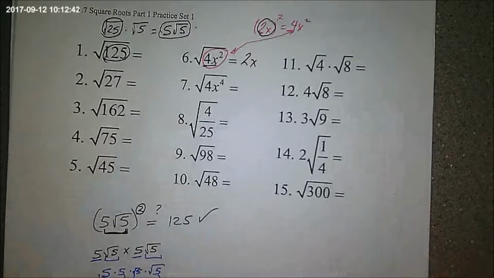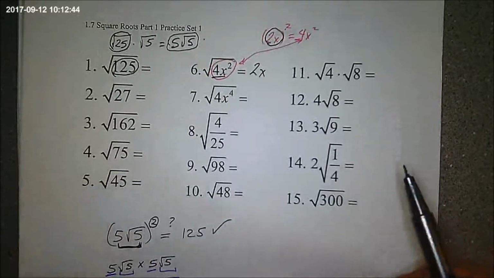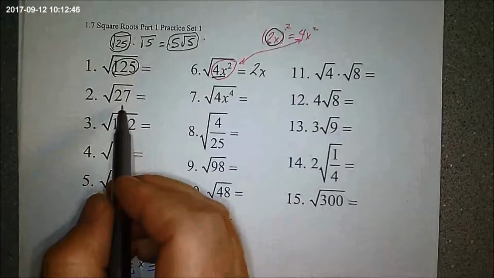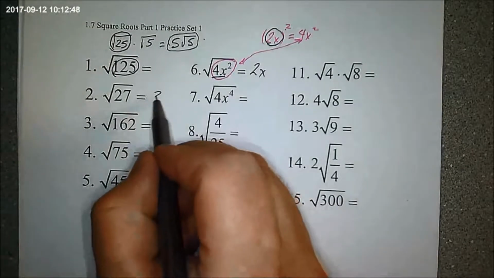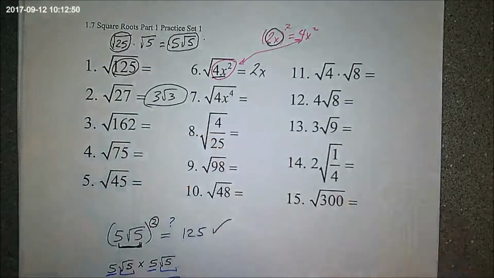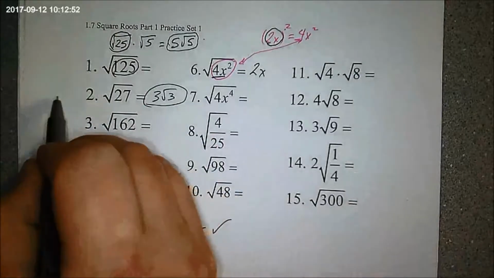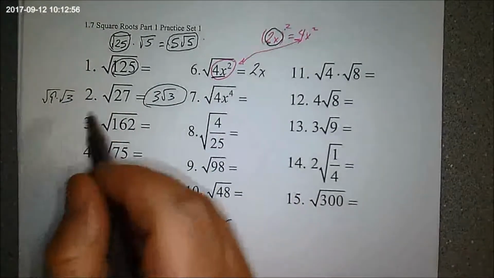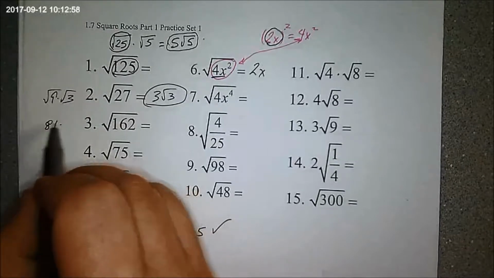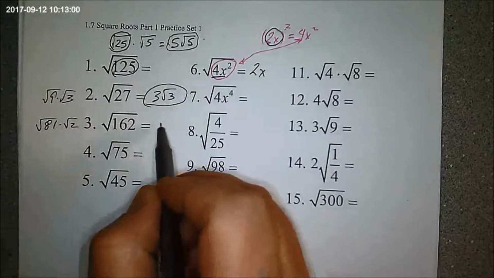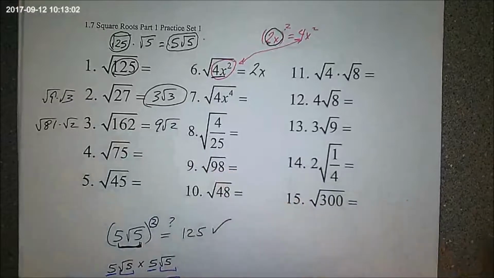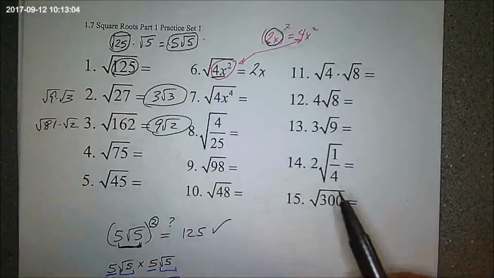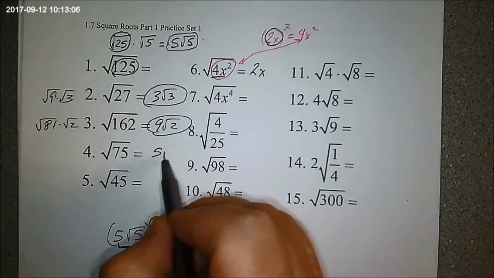Yeah. Okay, now, boys and girls, this one, that's 9 times 3, so the answer is just 3 root 3. Because that's the square root of 9 times the square root of 3. This one, square root of 81 times the square root of 2. So that is 9 root 2. Good so far? 25 times 3.